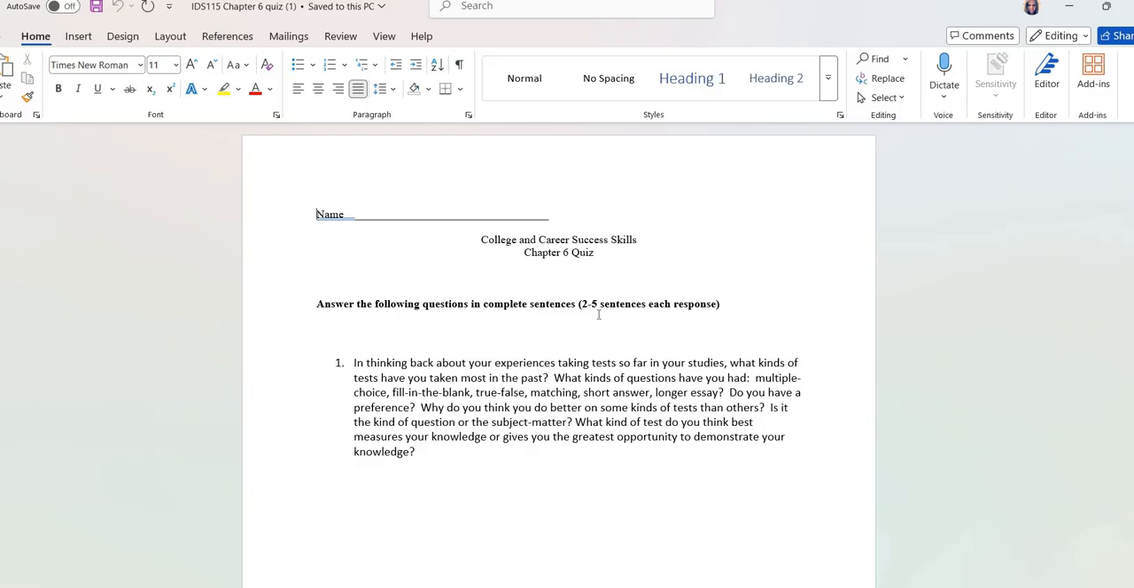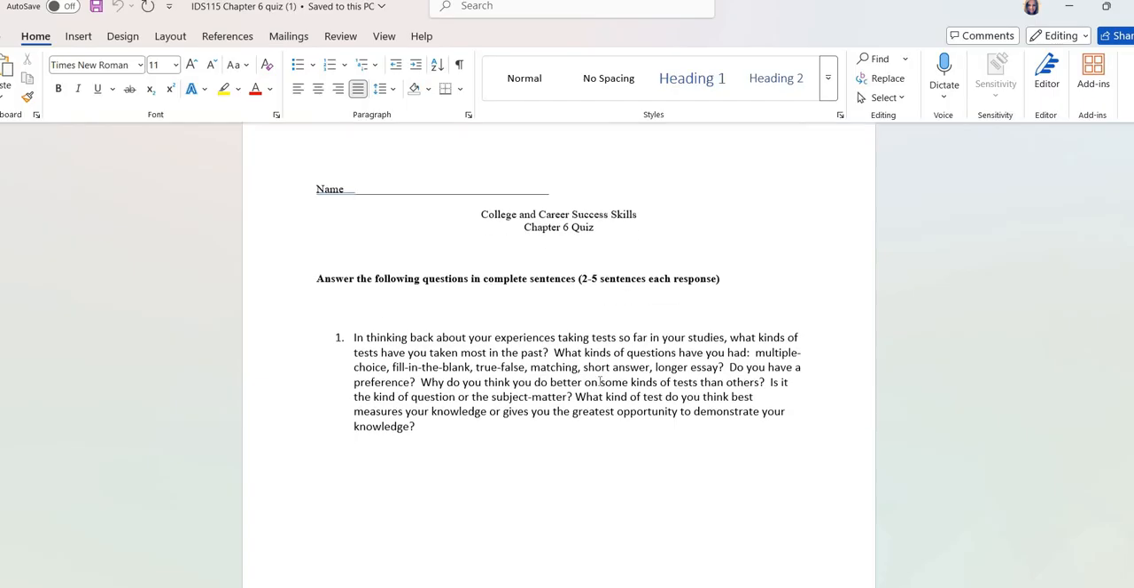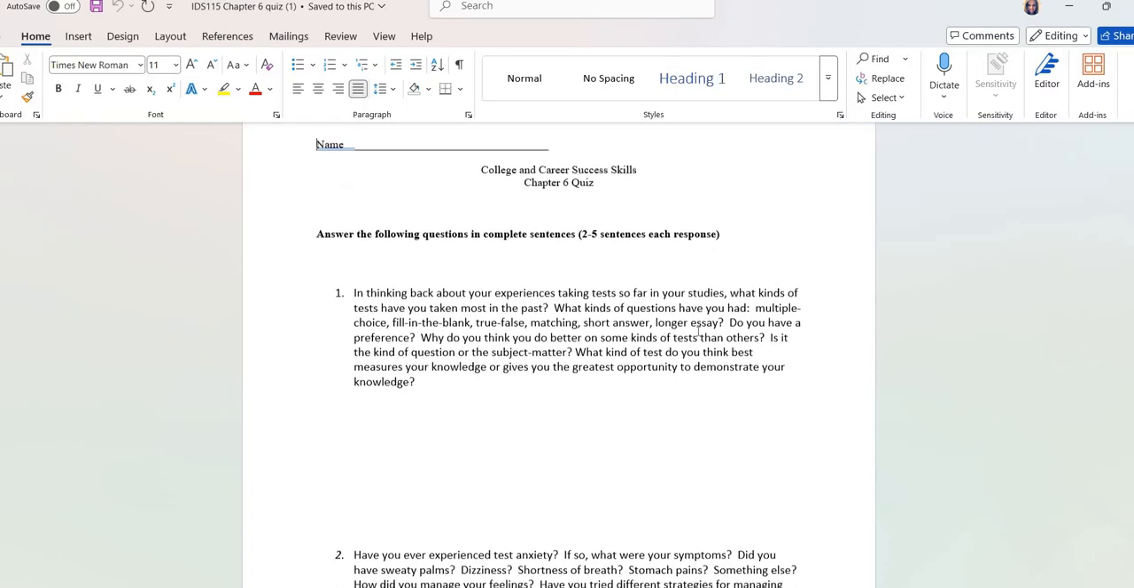So the first question is thinking about the tests that you've taken so far, in high school or currently in your college experience. And what kind of questions were there? Multiple choice, fill in, true false, matching. Do you have a preference on the kind of tests that you take? Why do you think you do better on some tests than others? Is it the question or is it the subject matter? So it doesn't matter if it's multiple choice, it's science that trips you up, or science is great, but I can only do short answer, whatever the case might be. What do you think the best kind of test is to measure your own knowledge? So that one's all about test taking.